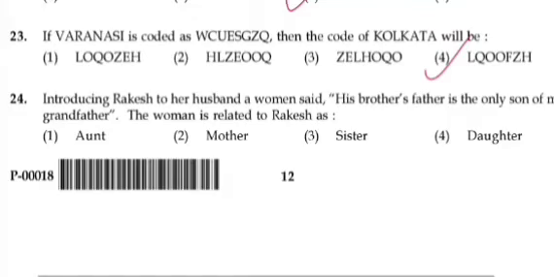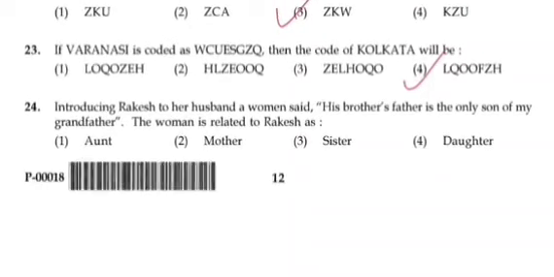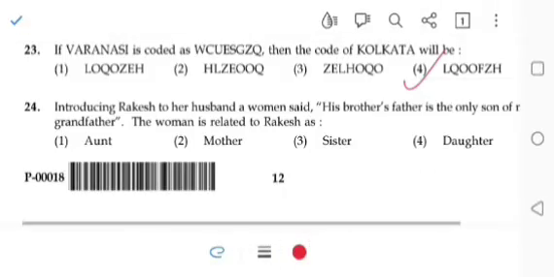Question 24. Introducing Rakesh to her husband, a woman said, his brother's father is the only son of my grandfather. The woman is related to Rakesh as what? Aunt, mother, sister, daughter. It will be number 3, sister, only sister.